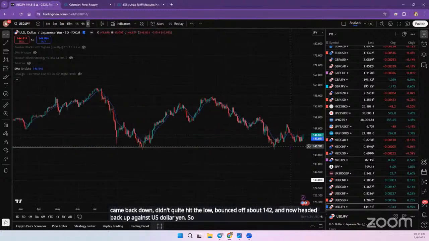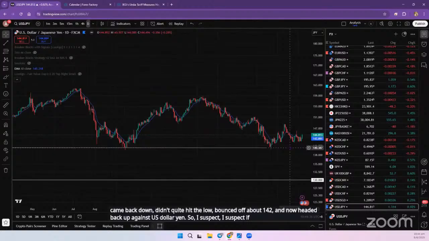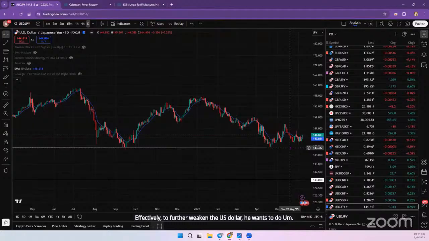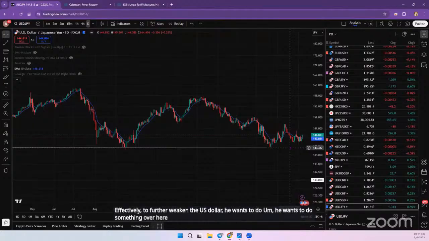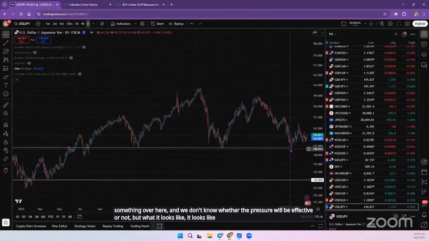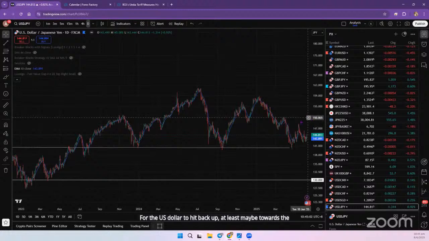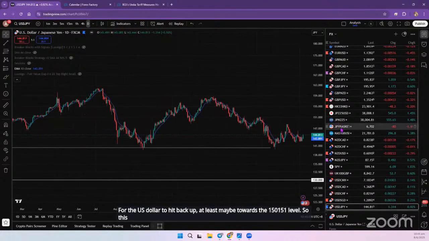So I suspect, and I think if you observe the news, you will see Donald Trump trying to convince the Fed to lower interest rates, right? So he is trying effectively to further weaken the US dollar. He wants to do something over here, and we don't know whether the pressure will be effective or not. But it looks like there is a good probability for the US dollar to hit back up, at least maybe towards the 150, 151 level. So this is a short-term US dollar play.